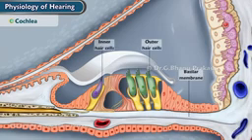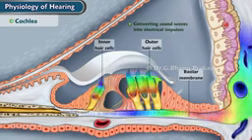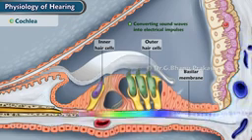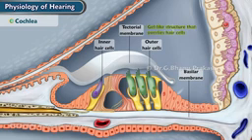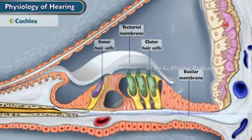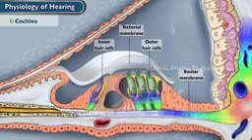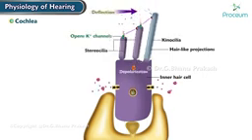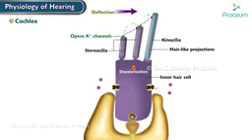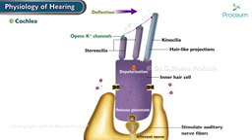These hair cells are responsible for converting sound waves into electrical impulses. The hair cells are embedded in the tectorial membrane, a gel-like structure that overlies the hair cells. As the basilar membrane vibrates, the hair cells move back and forth, causing their hair-like projections to bend. This bending of the hair cells triggers the release of the neurotransmitter glutamate, which in turn stimulates the auditory nerve fibers that are connected to the hair cells.